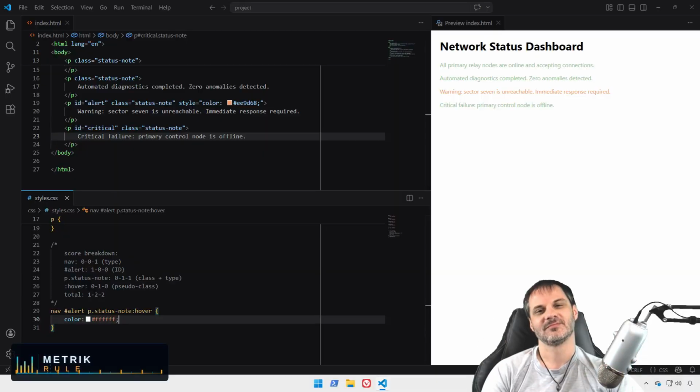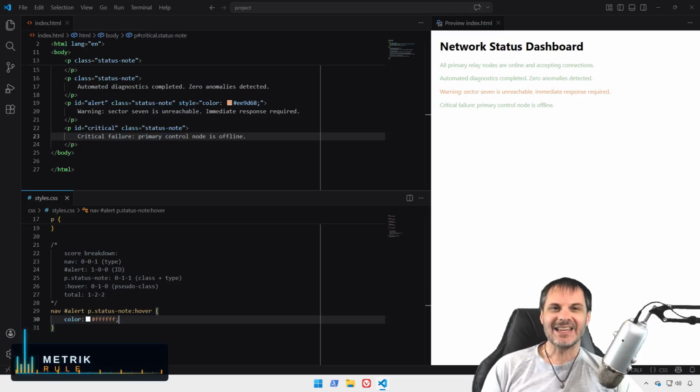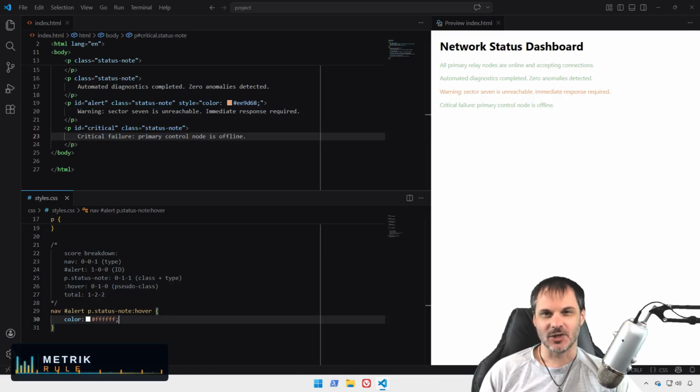What happens with inheritance and the cascade? Like if an element has no matching rules at all, it inherits from its parent. But what if it has a matching rule and an inherited value? Does the rule always win over the inherited value? Yes, any explicit rule targeting an element directly wins over an inherited value. Inheritance is the last resort.